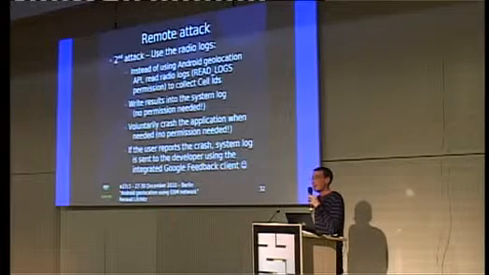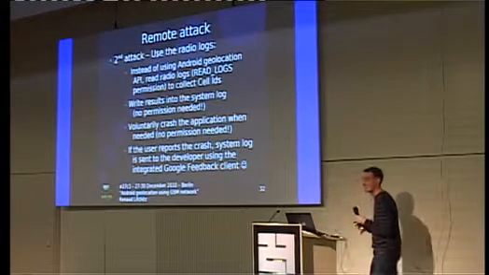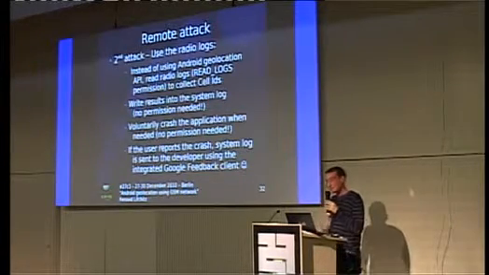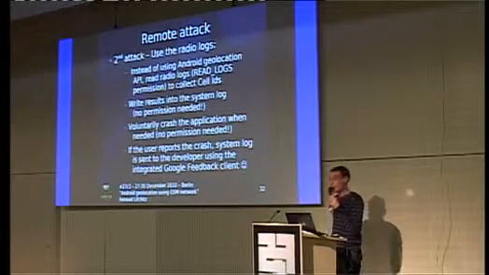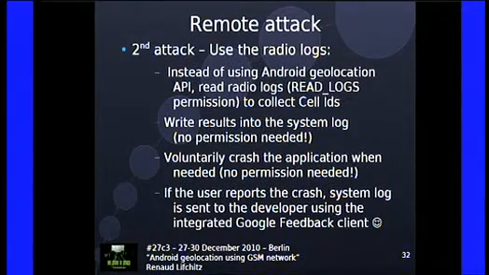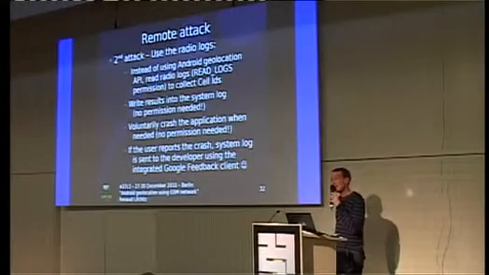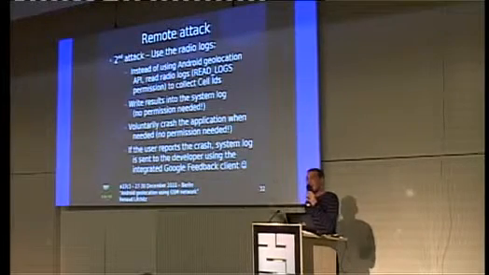The third step is to voluntarily crash the application, for example, using a null pointer exception or that kind of thing. Okay, and you don't need any permission to raise an exception. The fourth step is the crash reporting step. Okay. When an application crashes, you have a feedback client on your Android phone, which sends the developer the system logs at the time the application crashed. So you don't need any internet access to remotely collect the cell IDs. You use the integrated Google feedback client, right?